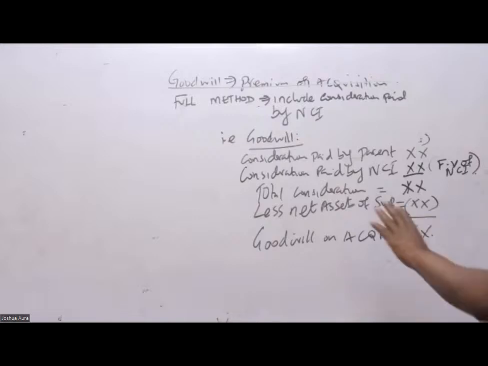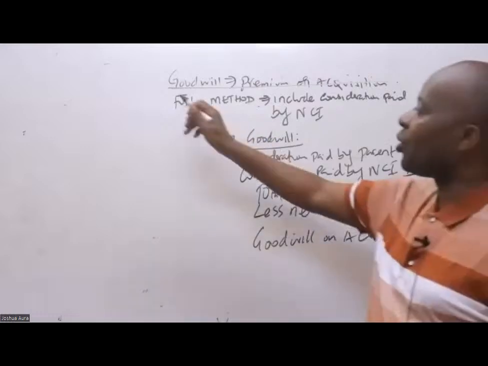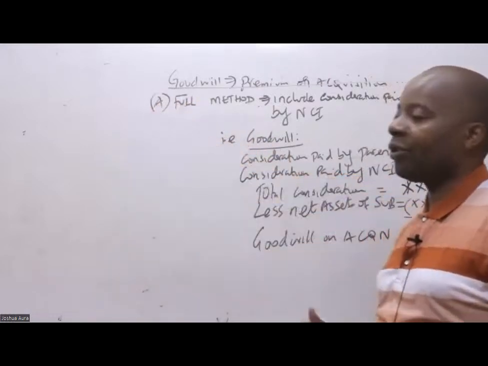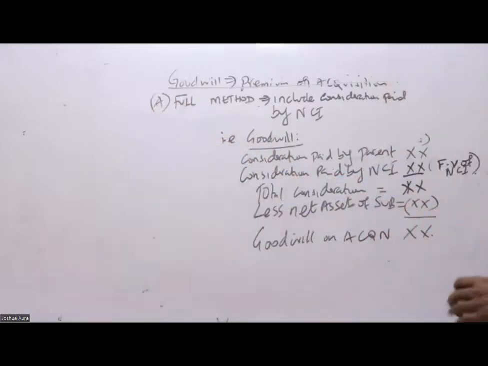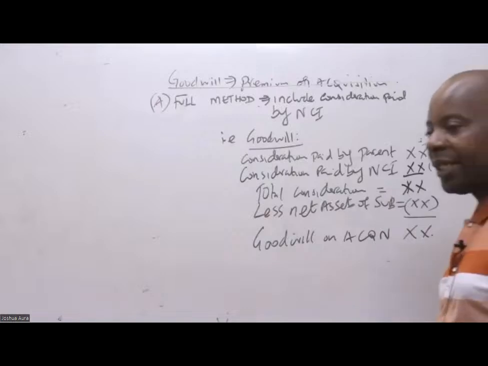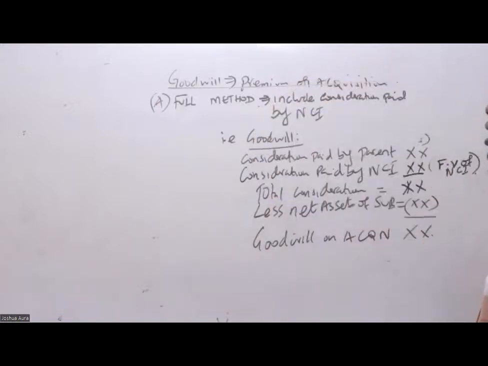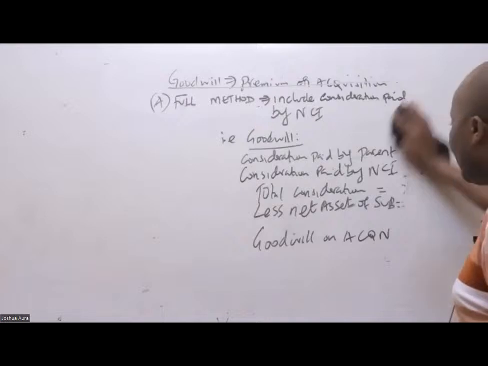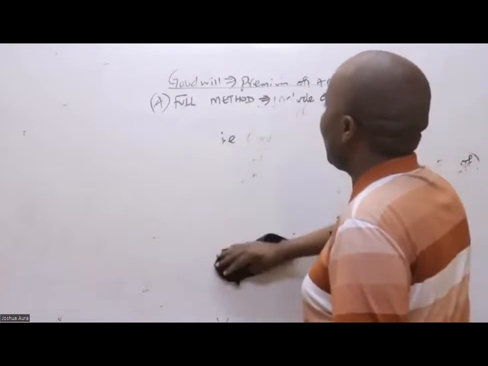Great. So can I wrap this and then I show you the partial method? This is the first method. It's called the full method. Full does not have to scare you. Full is about two considerations being paid there. After all, the format is given in the book. Great. And then now we have the partial method.